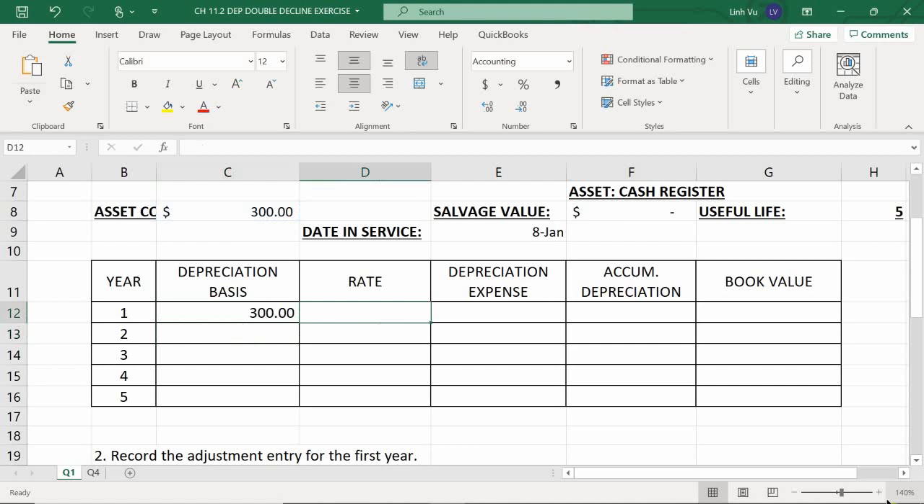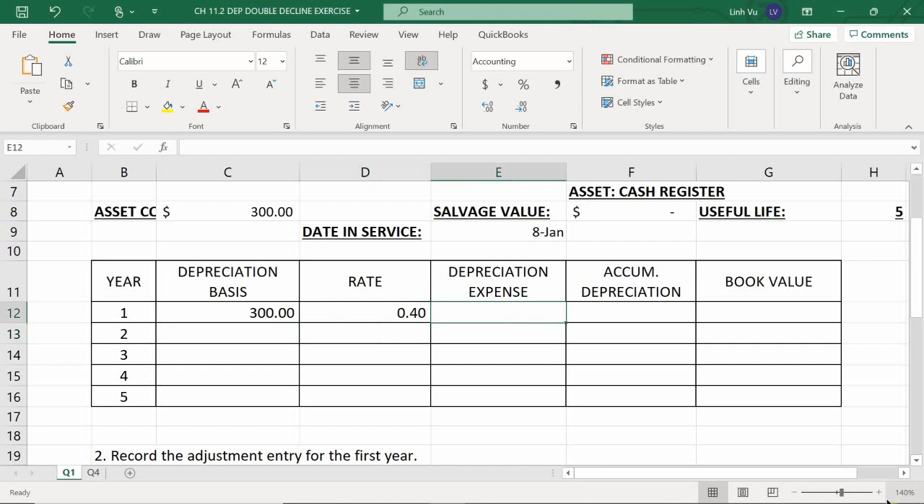Good. What is going to be my rate? Good, 40%, right? It's going to be 1 over its estimated useful life, which is 5 years, times 2, because it's twice as much. So 1 divided by 5, that means 1 year out of its life, times 2, which gives you 40%.